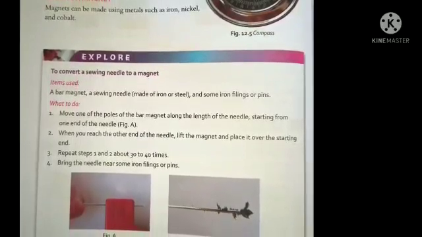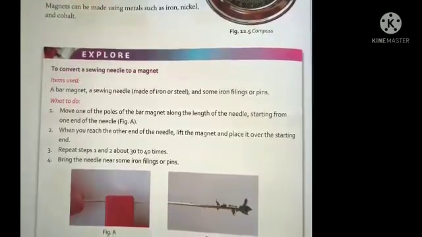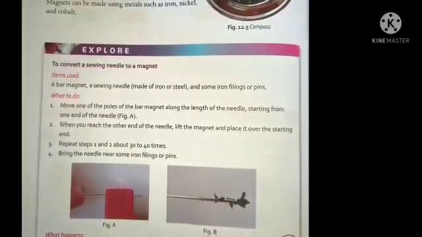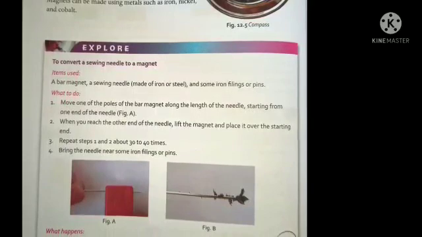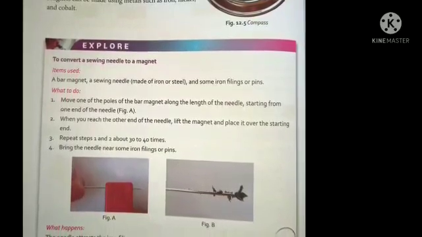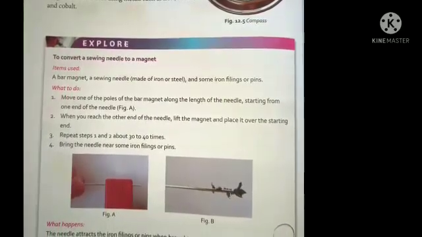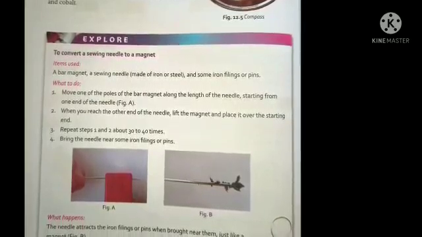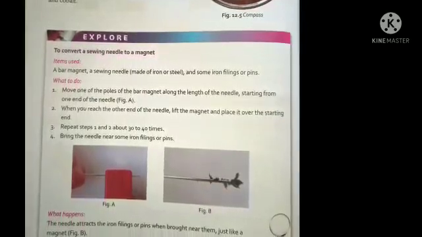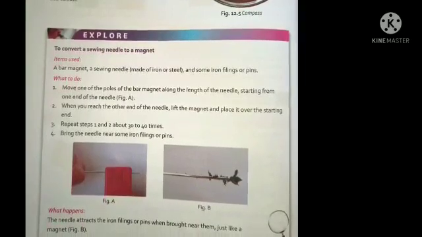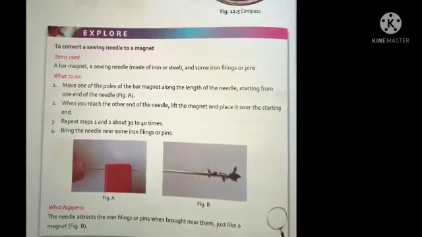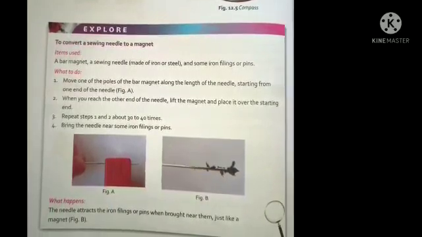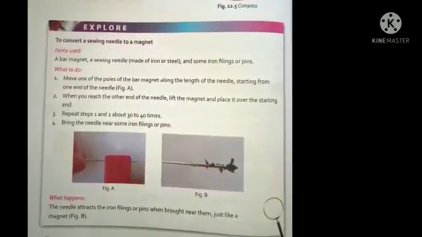The next step is, after repeating the second step, bring the needle near some iron pins or filings. Now the observation, which means what you have seen or what happens. What happens is, the needle attracts the iron pins when brought near them, just like a magnet. And this is how we convert a sewing needle into a magnet.